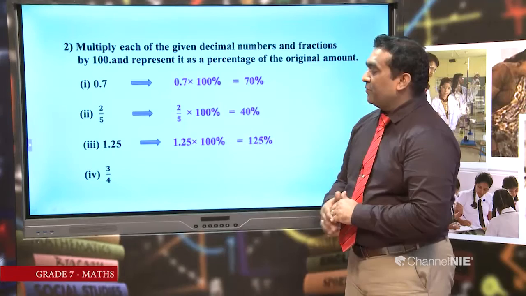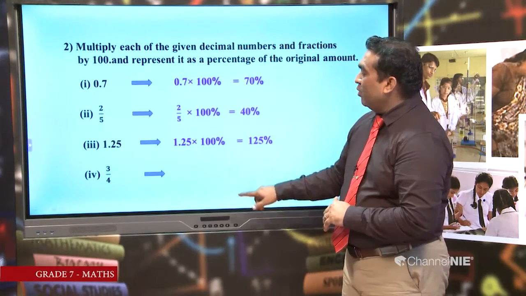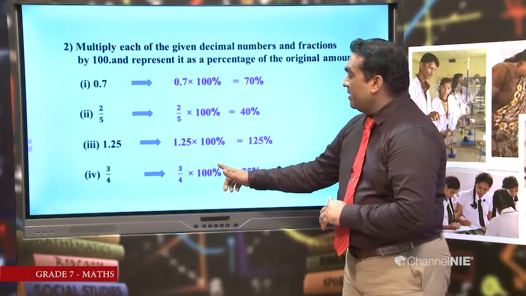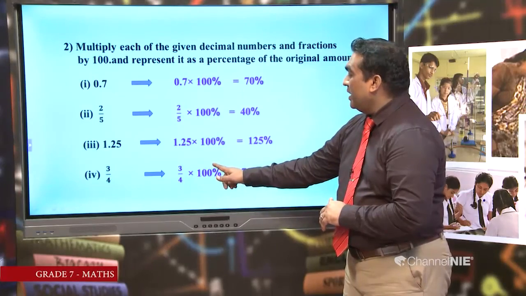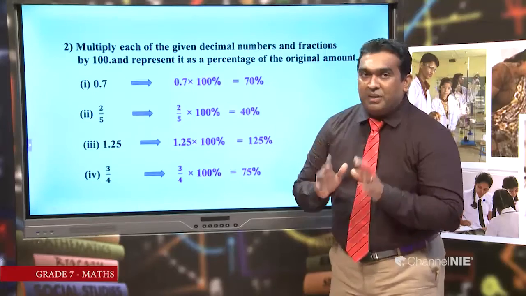Next one, 3 over 4. Very familiar example. 3 over 4 can be multiplied by 100. Dividing 100 by 4, you have here 25. 25 into 3 is 75, 75%.